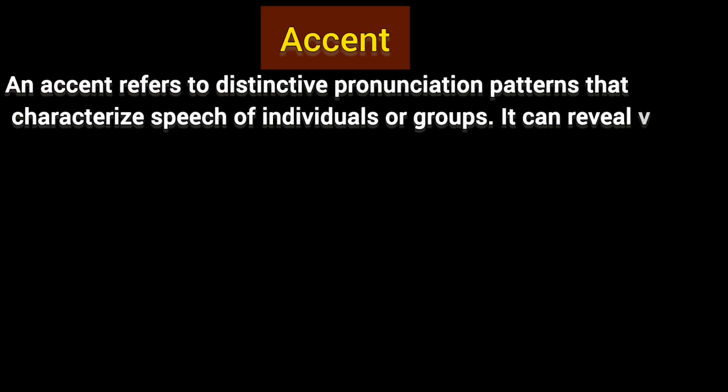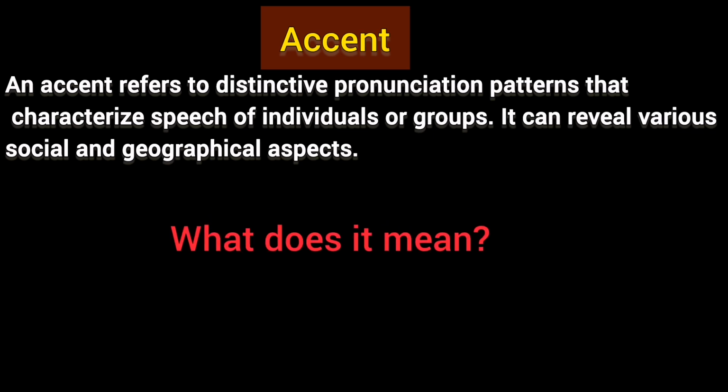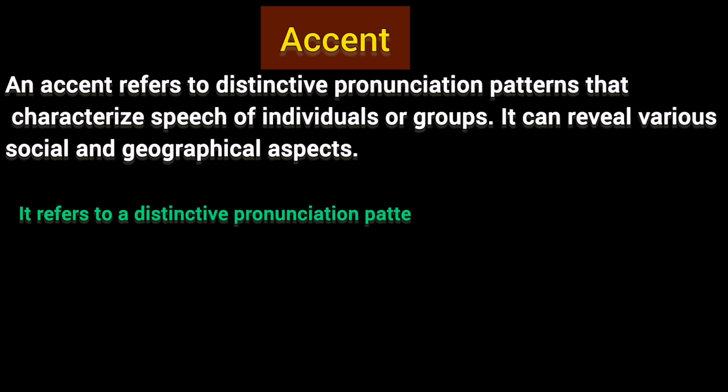Let's first learn accent. An accent refers to distinctive pronunciation patterns that characterize speech of individuals or groups. It can reveal various social and geographical aspects. What does it mean? Simply, it refers to the distinctive pronunciation patterns of a person. You might have observed that people who are native speakers of the same language have different speaking styles, like the way they pronounce the words, the way they give stress to certain sounds and syllables, the way they use intonation, etc. So, this is simply called accent in linguistics.